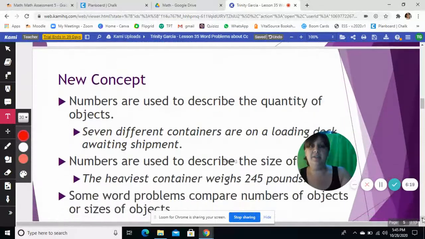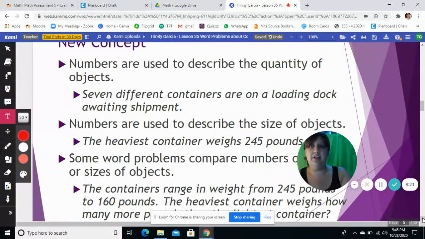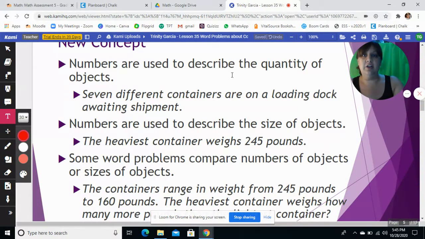All right, but today we are focusing on a new concept, and our new concept is this: numbers are used to describe the quantity of objects. For example, 7 different containers are on a loading dock awaiting shipment, and we know that 7 is a number, and 7 is describing the quantity of objects. In this case, the objects are containers.